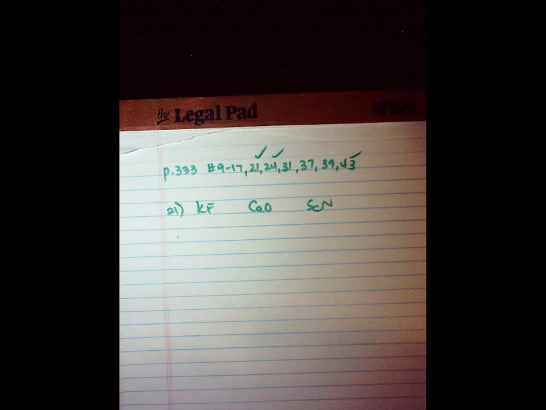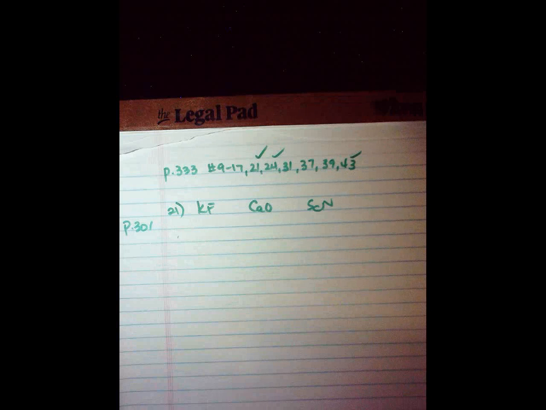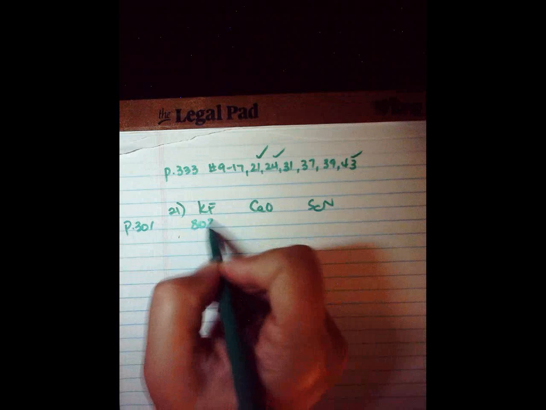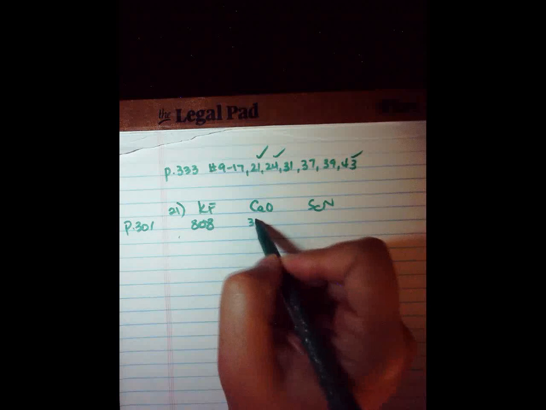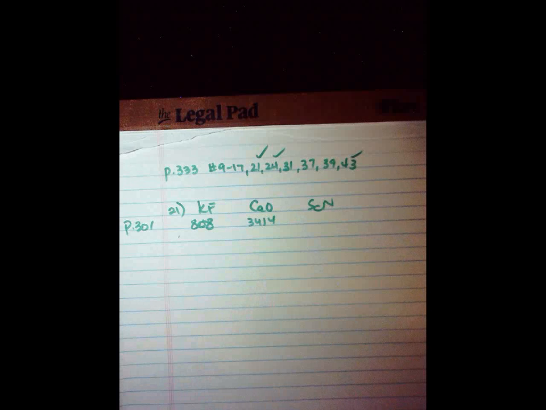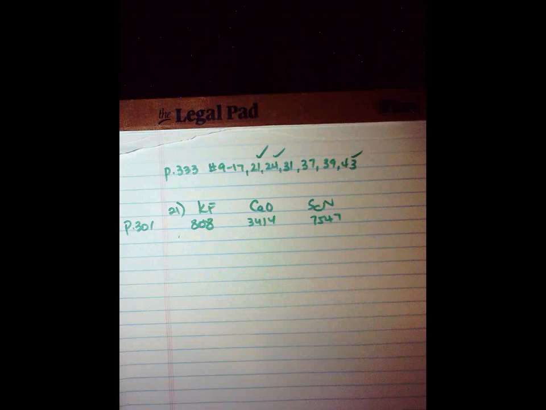All right, so let's go to table 8.2, and let's write down what these lattice energies are. And then we'll define them, and then we'll talk about why they are what they are. Does anyone know what page table 8.2 is on? Okay, it's on page 301. If we look up KF, it's 808. If we look up CaO, it's 3414. And if we look up ScN, it's 7547.